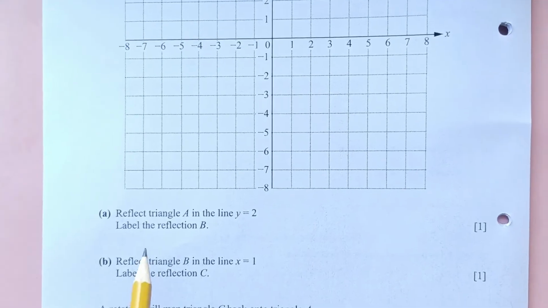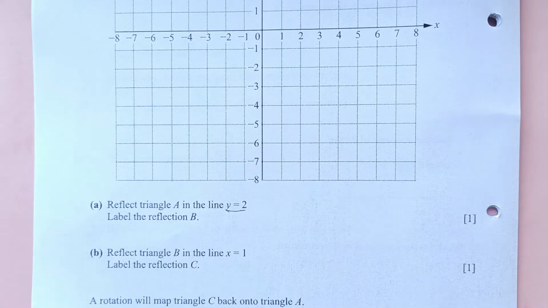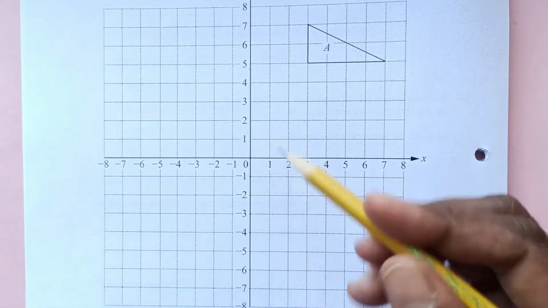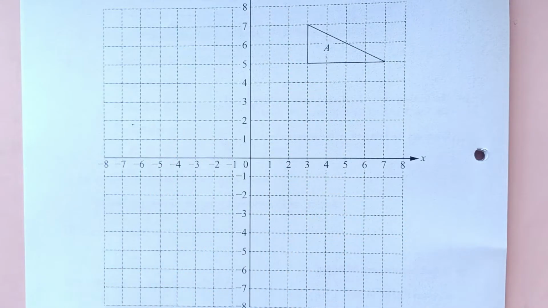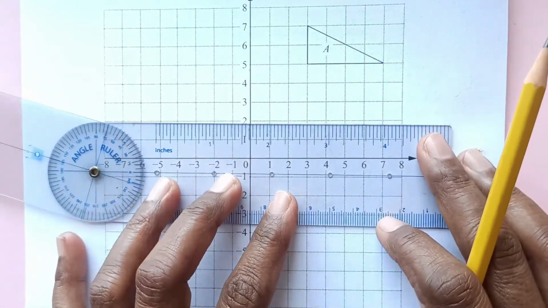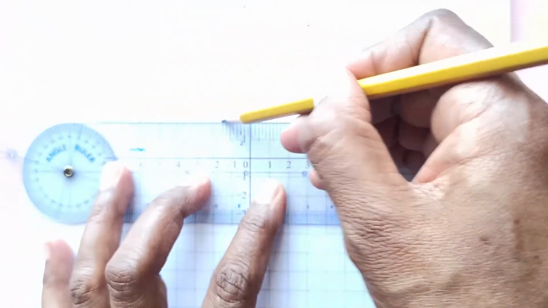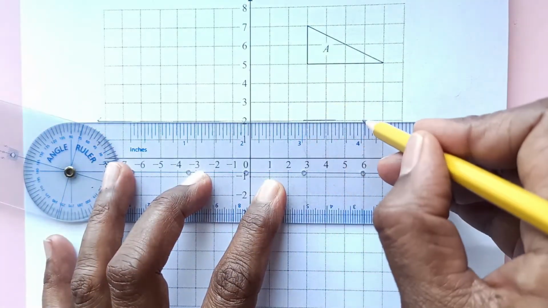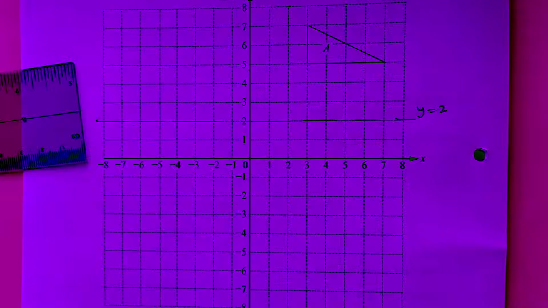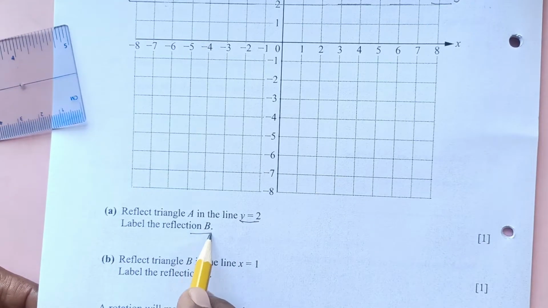The question is part A. Reflect triangle A in the line y equals 2. So first of all, we need to see where y equals 2 is. You see this is the y axis, y equals 2 is this line. So we can draw a line here at y equals 2. So this is the line y equals 2. So the question is, reflect triangle A in this line, label this reflection as B.